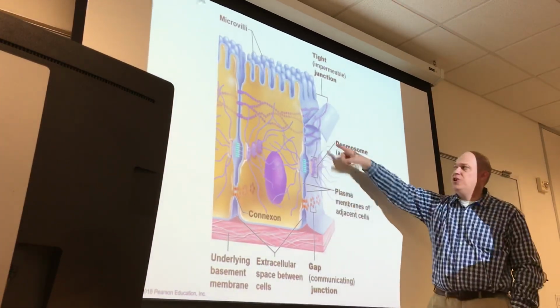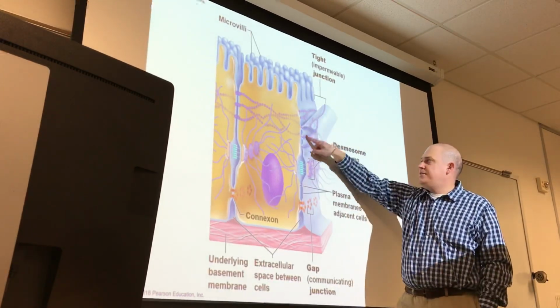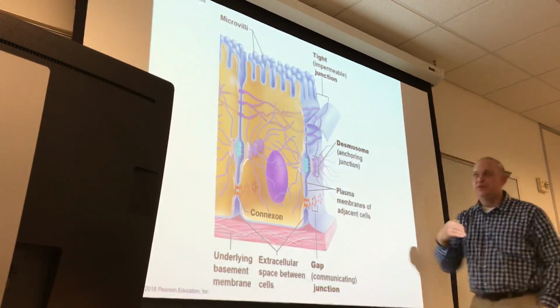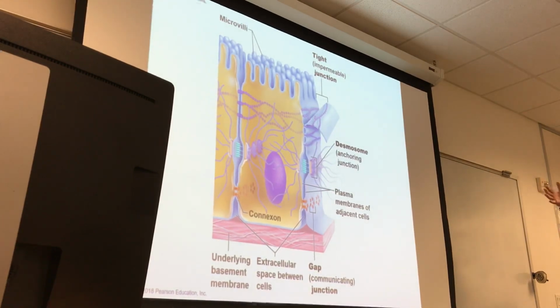What's great about a tight junction is it prevents anything up here from getting here. It prevents stuff from moving down between the cells. Imagine this is our stomach.